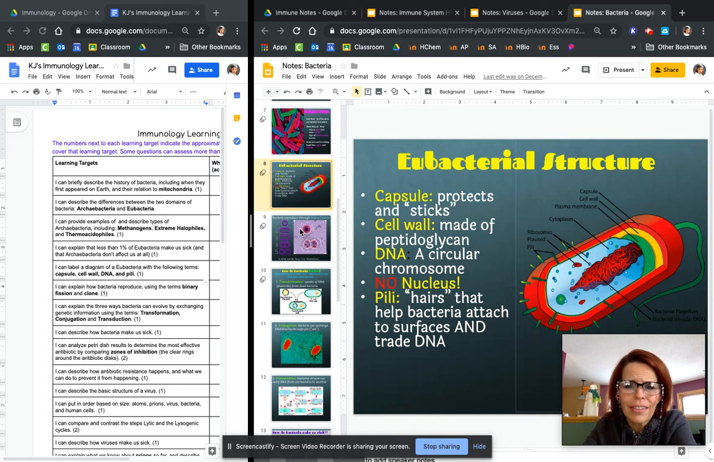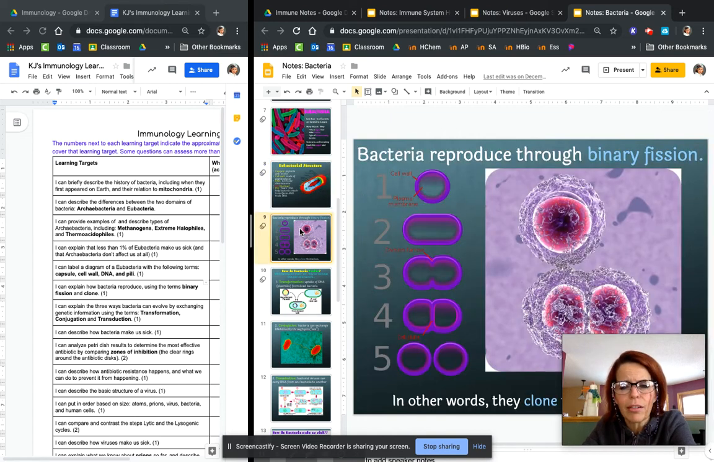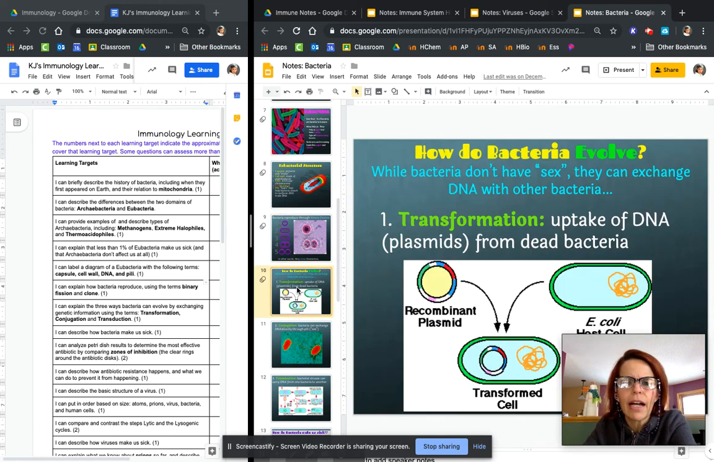All right, next it says I can explain how bacteria reproduce. Well, you guys, bacteria just clone themselves through the process called binary fission. They just split in half. So then the question becomes, how can they ever evolve? How are they constantly changing? And there's 3 ways that bacteria can gain new genetic information. The first way is by sucking up DNA from dead bacteria. That's called transformation, and we're on the next learning target.